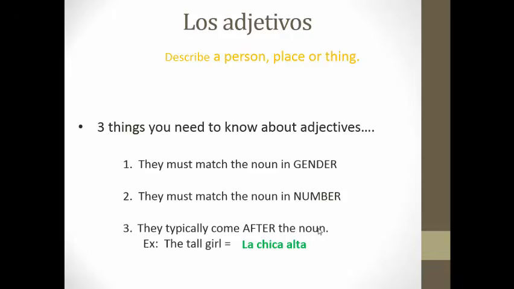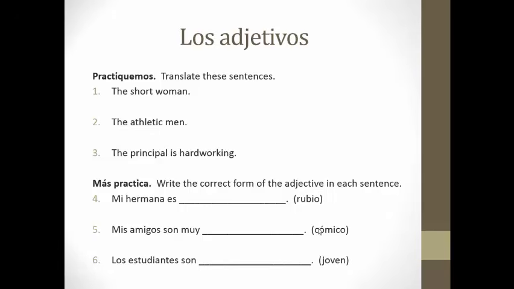Okay, let's do some practice on our own and see if you kind of remember making adjectives match nouns. Okay, you have 6 practice questions here, but in 2 different sections. The first section, we're translating. Okay, so in number 1, we'll do that one together. The short woman. We need to translate that.